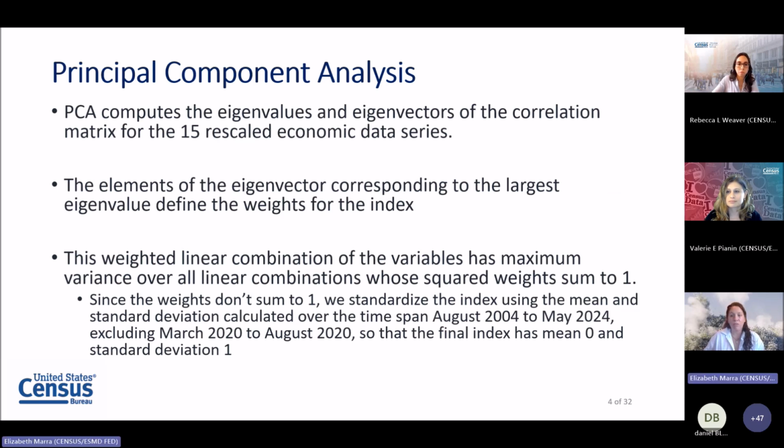So on this slide, I have a little refresher on how PCA works. First, the correlation matrix of the 15 data series is used to calculate the eigenvalues and eigenvectors. The elements of the eigenvector corresponding to the largest eigenvalue define the weights for the index. Using these weights, we compute the weighted linear combination of the 15 data series, which, thanks to the properties of PCA, has maximum variance over all linear combinations whose squared weights sum to 1.